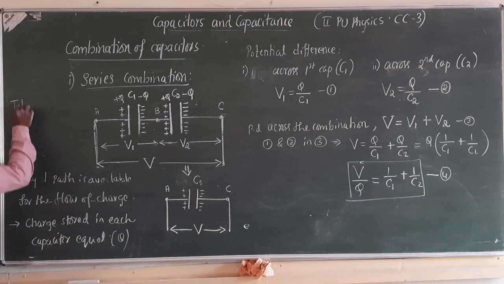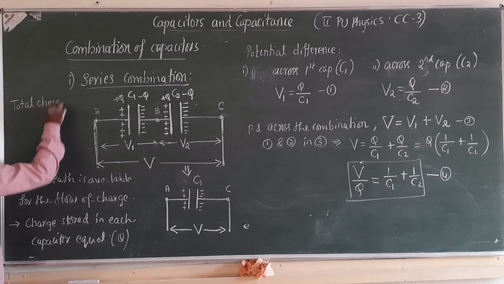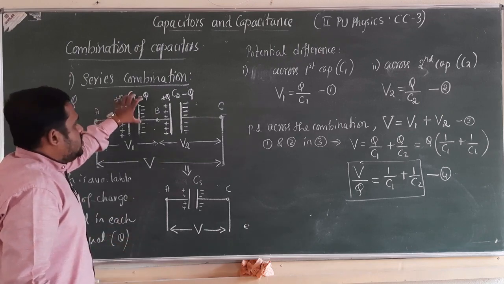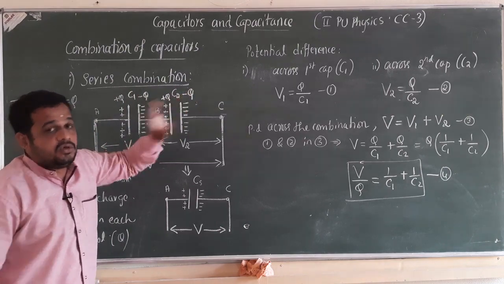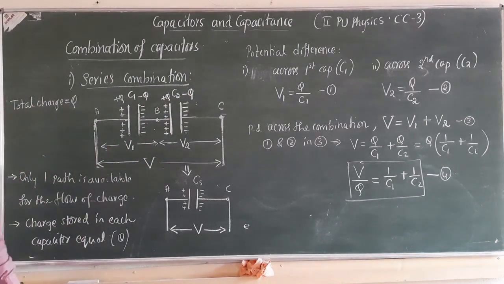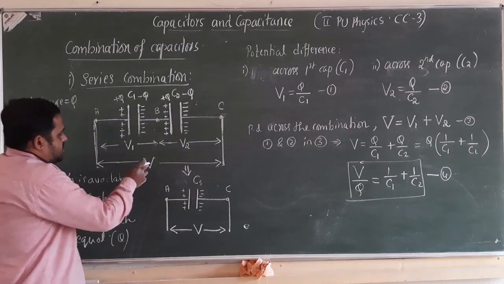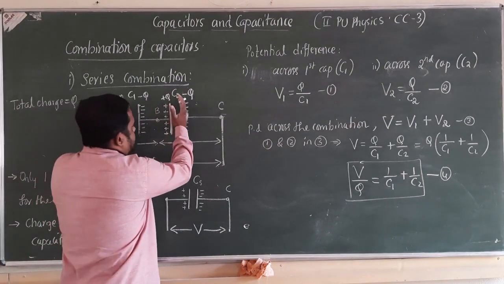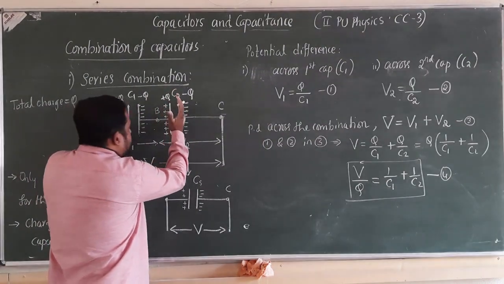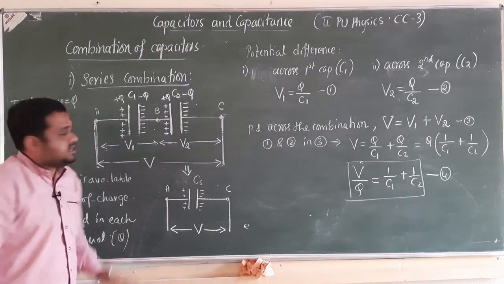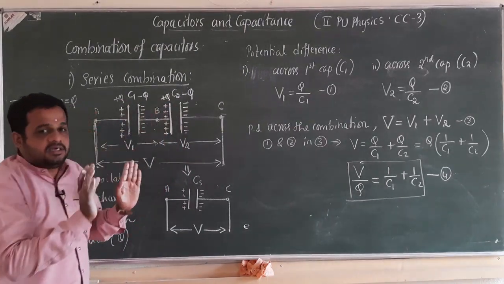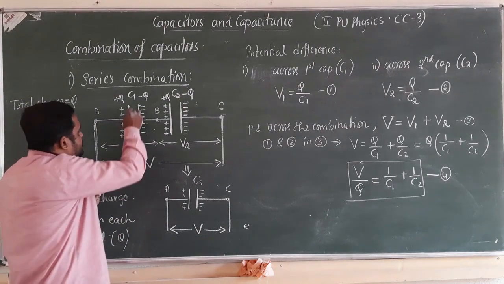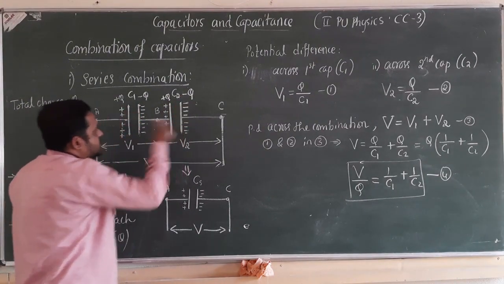I will write here, total charge stored in the series combination is equal to Q. It is not equal to 2Q. Here Q plus Q, 2Q, it is a wrong answer. It is Q, because whatever the battery connected to the combination stores, the charge is stored between the first and last plate of the capacitor. Useful charge is stored between the first and last plate. In the remaining part, charging by induction took place, only rearrangement of charges took place, isn't it?